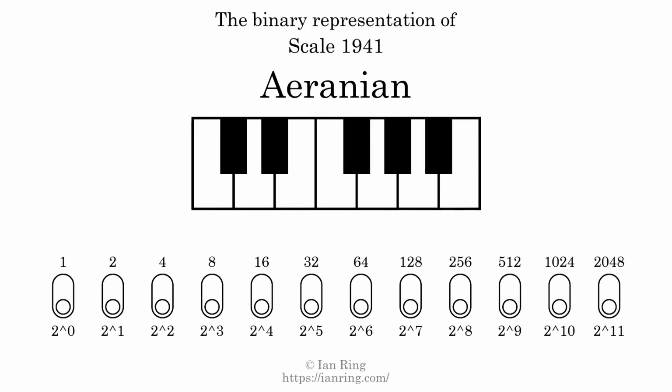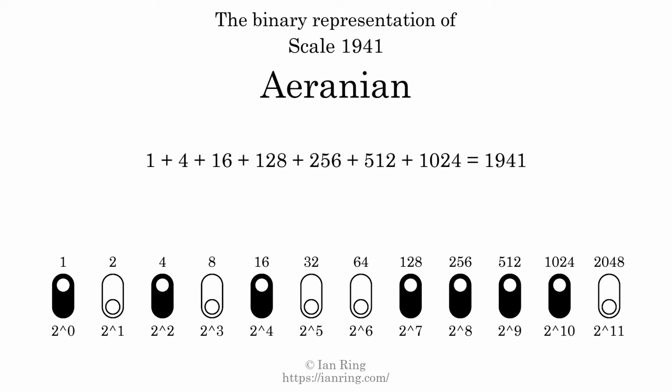The binary representation of this scale is determined by mapping tones of the scale to binary digits. Each binary digit represents a power of 2. To get the scale number, we add the powers of 2 together. The powers of 2 that are present in the scale, all added together, equals 1941. That is why the scale number, in decimal, is 1941.